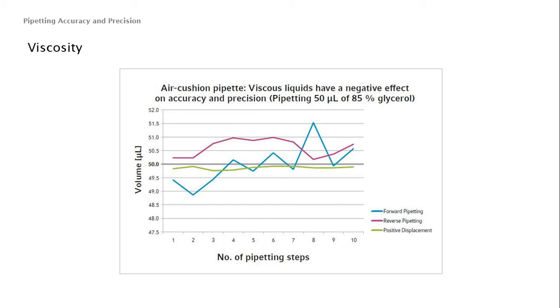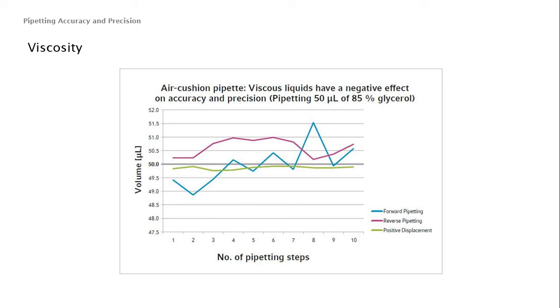If we observe this graph, we have three lines. The first one is the forward pipetting, the second one, the magenta, is the reverse pipetting, and the third one is the positive displacement. You can see in forward pipetting there is so much imprecision going on. The measurements are both inaccurate and imprecise. It is very erratic, not consistent at all.